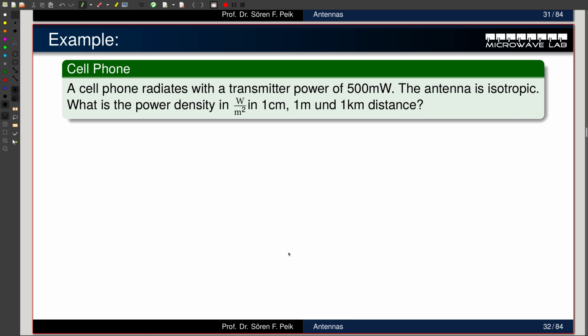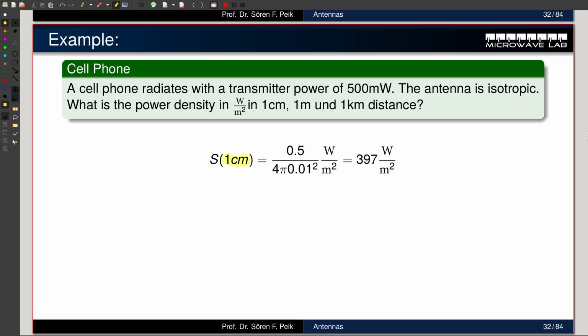Now let's have a small example of that, so you see how impressive the decay is. When I have a cell phone that radiates or transmits with half a watt, 500 milliwatt, then we can calculate the power flux density, and when we do it at 1 centimeter distance, we get an impressive power flux density of almost 400 watts per square meter.